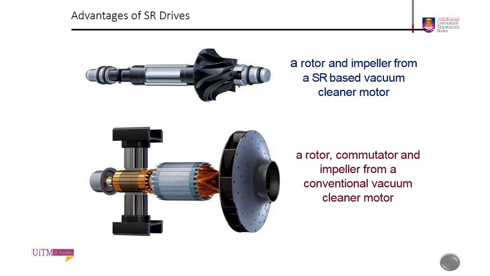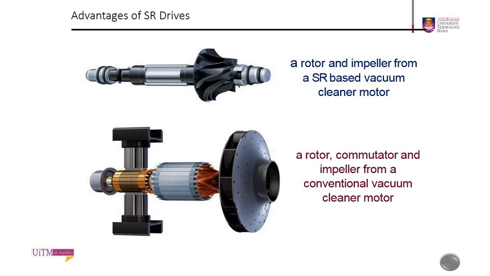So the advantage of this switch reluctance drive: for this example, a rotor and the impeller from a switch reluctance based vacuum cleaner, you can connect the impeller directly to the rotor, and you don't need gears or any extension that can reduce the efficiency of the drive.